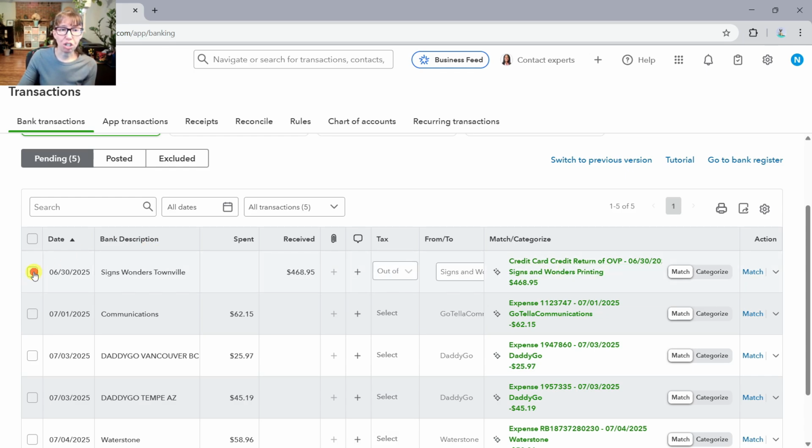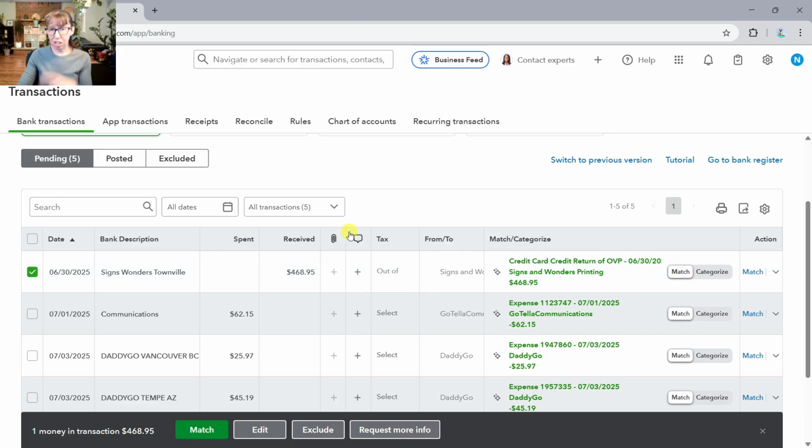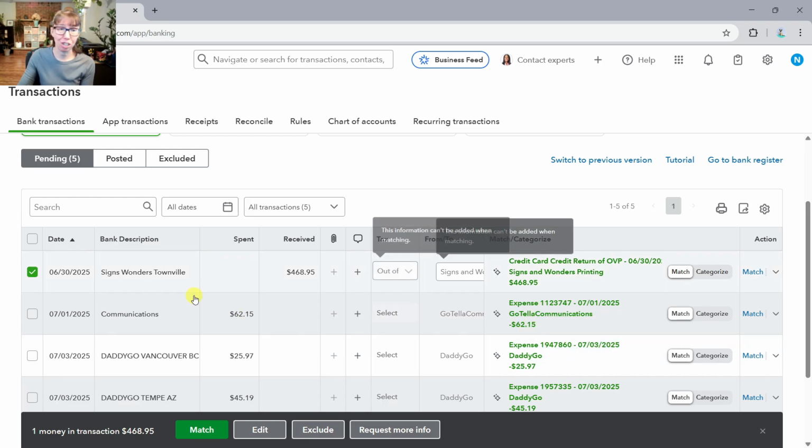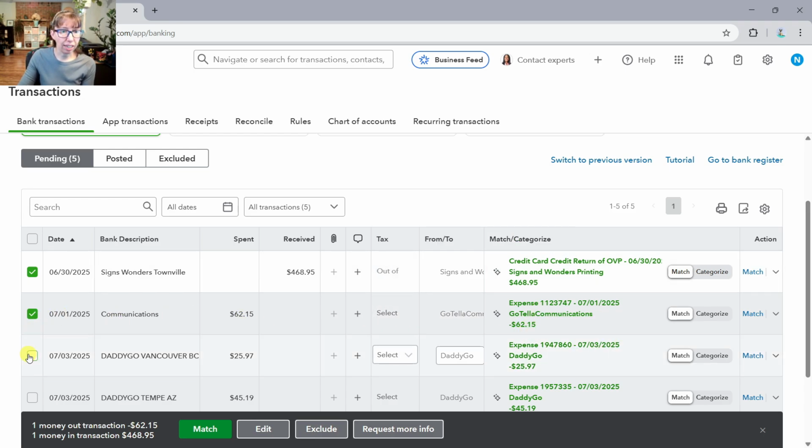So I'm just going to check this off. If I were to hit match, it does this little thinking thing. It doesn't take too long, but I find that all of these are going to be nice and quick and easy, so just checking it off is a tiny bit quicker. Every bit helps. July 1st, Go Tele. That just says communications, but if you hover, you can see that Go Telecommunications is the full name. We don't need to double check the amount because QuickBooks wouldn't offer up a match if the amount didn't match. So I'll just click a check.